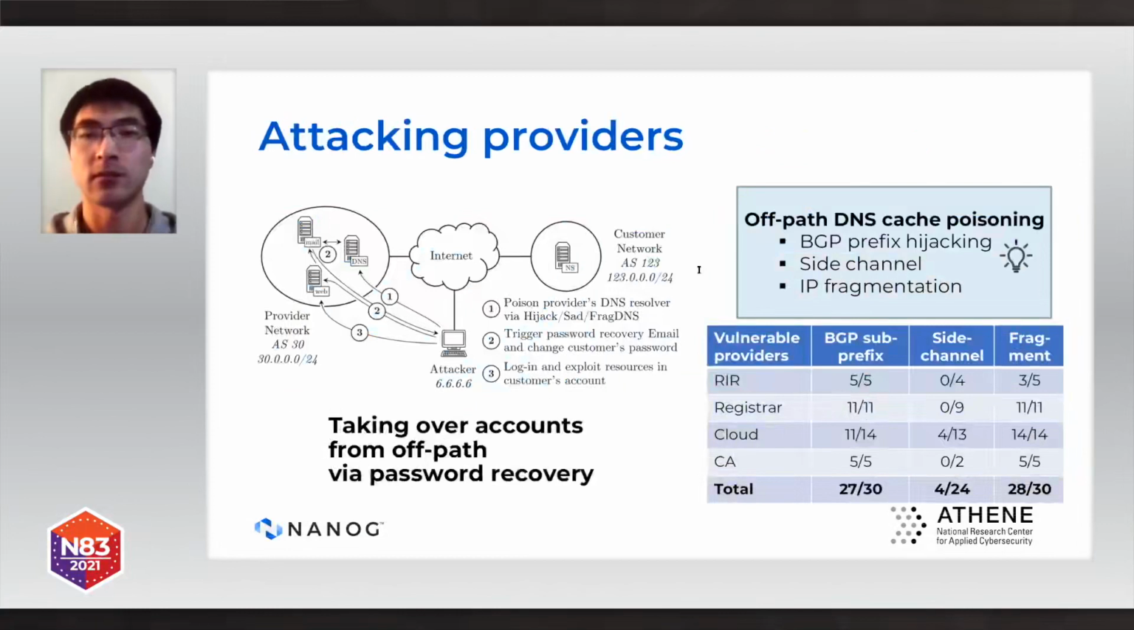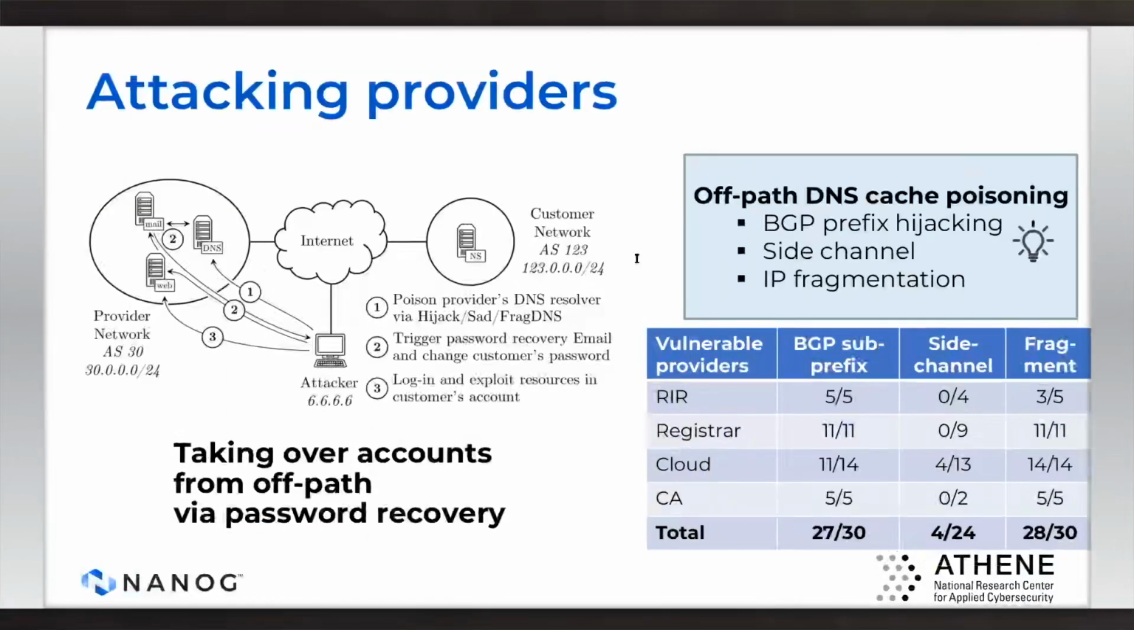How do you attack providers? We design the attacker by taking over customer accounts from off-path via password recovery. First, the attacker does DNS cache poisoning to target the provider's DNS resolver and tries to point the customer's mail server to the attacker's server. Then, he triggers the password recovery email for the customer account. As the provider's DNS resolver is already poisoned, the provider will send the email to the attacker's server. Thus, the attacker can reset the password and gain access to the account. Afterwards, he can log in and manipulate the resources.